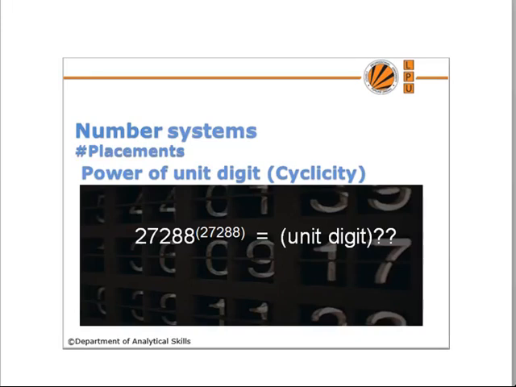About unit digit and the power of a unit digit. That means any number raised to any power. They are asking how to find the unit digit. For example, a number is given here, 27,288, raised to the power of the same number, and they're asking for the unit digit. So how to solve this?